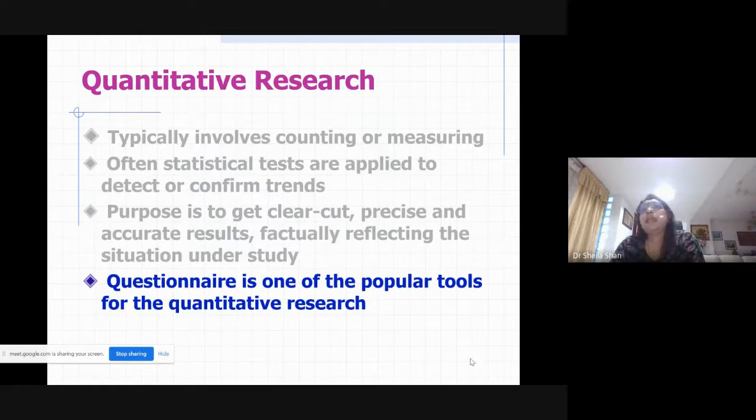And why don't people like to do qualitative? Qualitative, you need to collect a lot of data. You need to have very rich data. And you need to have a follow-up for a longer period of time. And for quantitative research, most of the time you will be using a questionnaire. That is the popular tool.